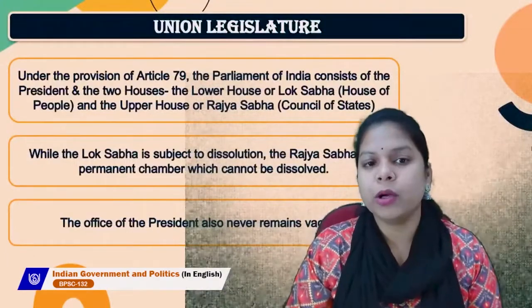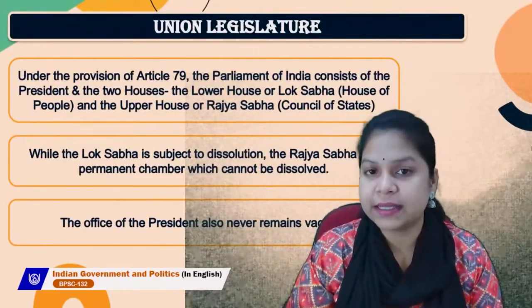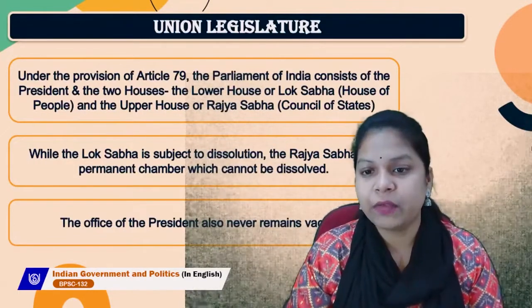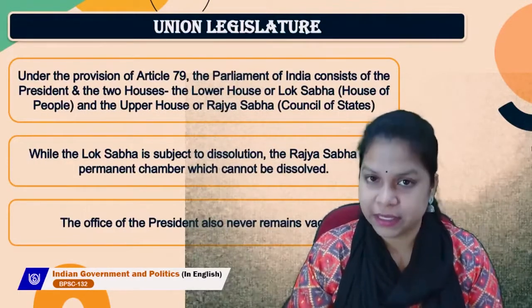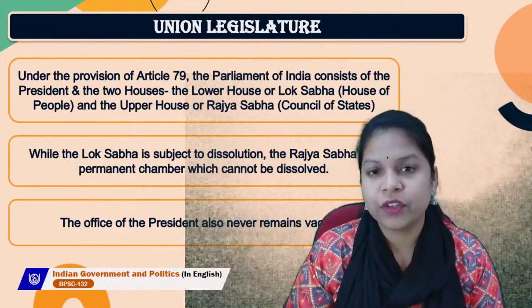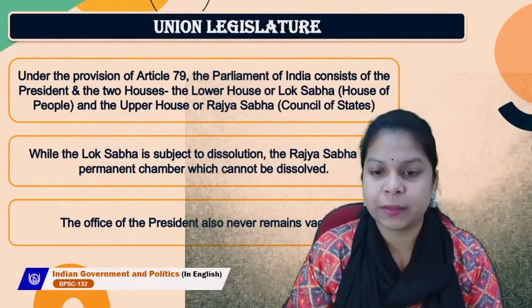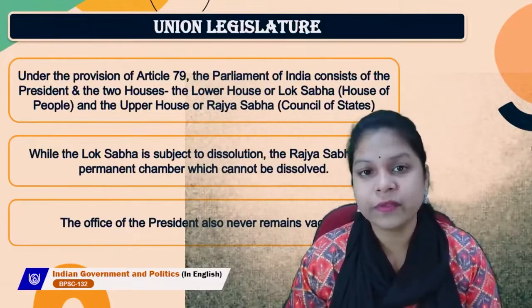So, let's talk about the union legislature. Under the provision of Article 79, the Parliament of India consists of the President and the two houses: the lower house or Lok Sabha, which is also known as the House of the People, and the upper house or Rajya Sabha, which is known as the Council of States.